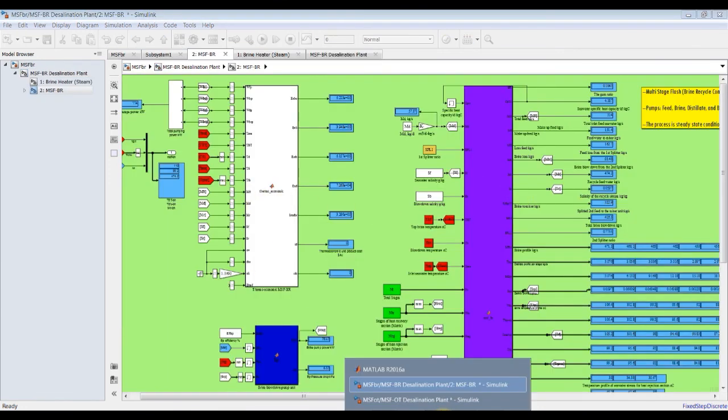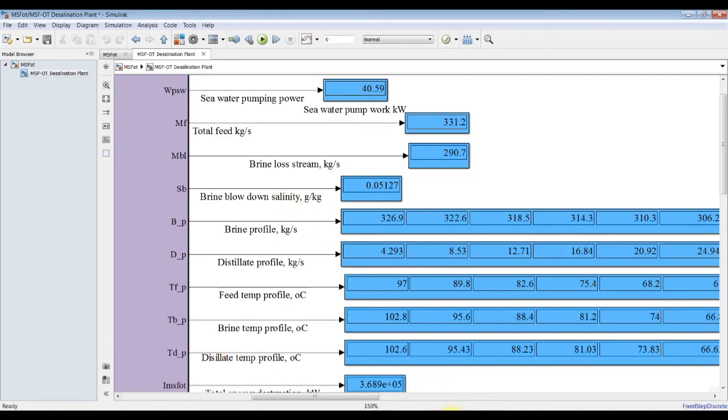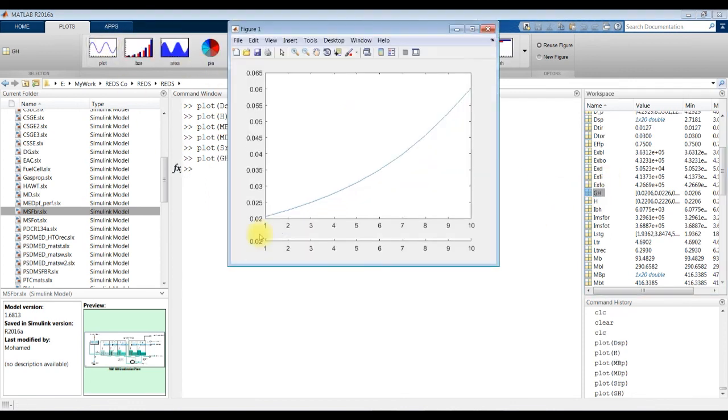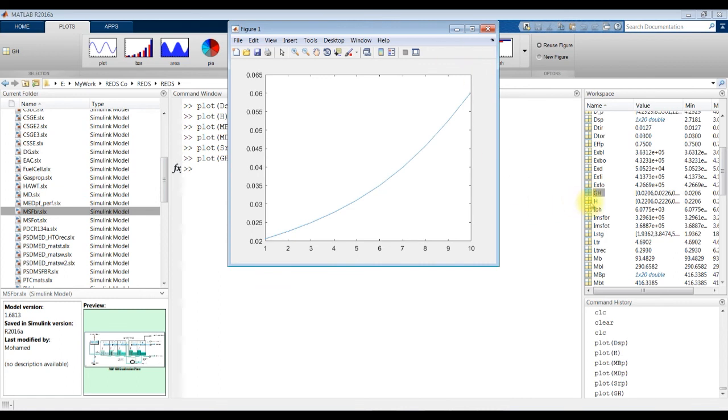And surely you can use the same data by the use of MATLAB. You can use MATLAB capabilities to deal with such techniques of modeling. It will become easier for you.